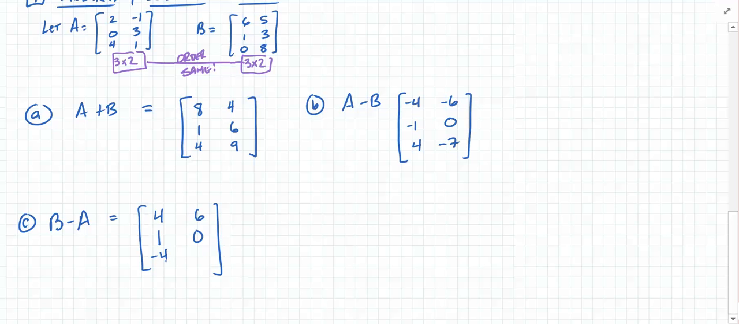What do you guys notice? You guys notice anything? Yeah, every entry is opposite the one that it gave to me. It's kind of interesting for this particular example, right? Kind of cool. I like that one.